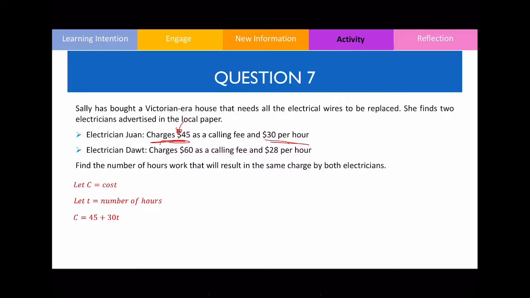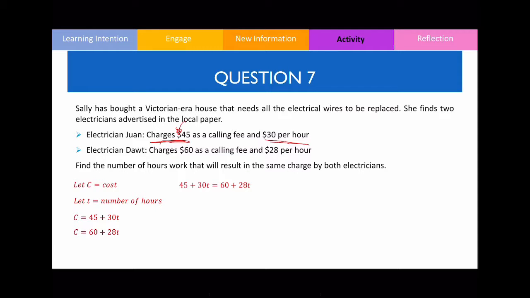Dot's equation can be represented by C equals 60 plus 28T. And now that I've got both of the equations, let's solve it. In this case, because they're already both in slope-intercept form, both isolated and solved, I'll use the substitution method. So I'll equate both equations together. So therefore, this would be my equation over here.